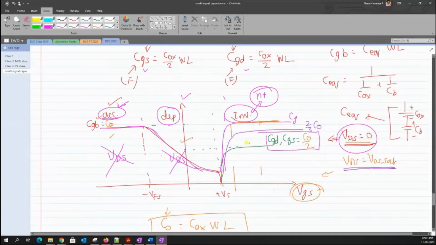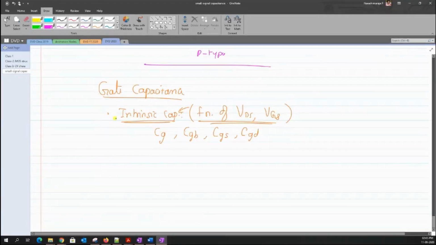But this graph, which I have drawn in green color, was under the assumption that the value of VDS was taken at 0. Whatever graph I've drawn towards the left side of this VT will never change, whatever the value of VDS that I have. We were talking about gate capacitance, and the type of capacitance that I was working with is only the intrinsic capacitance. But this gate capacitance also has one more capacitance, which we call an overlap capacitance.